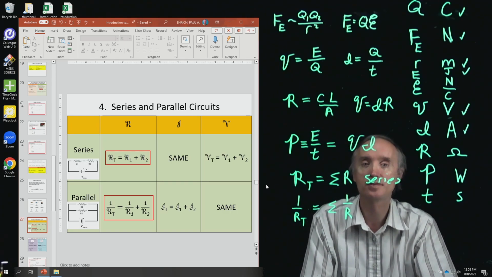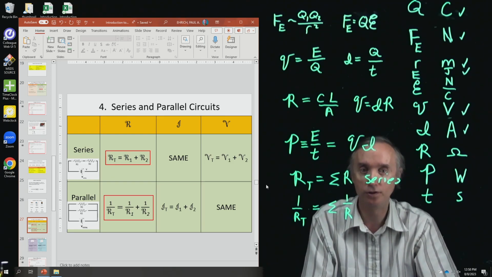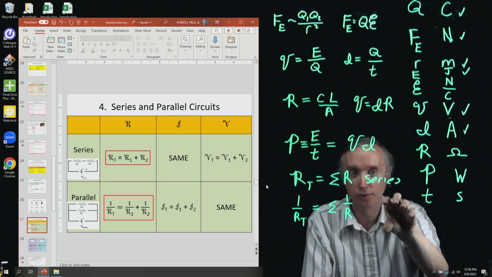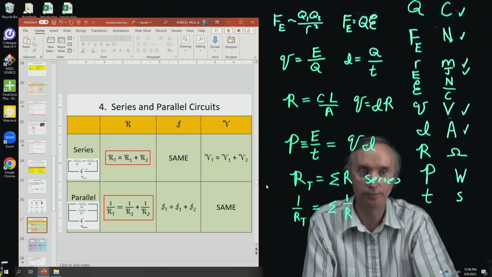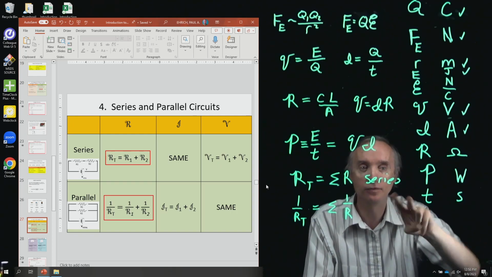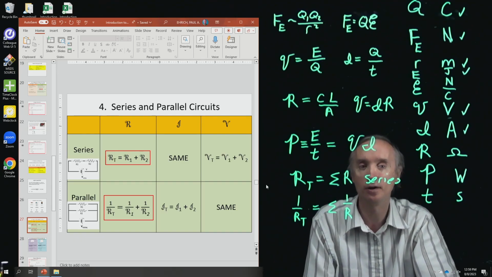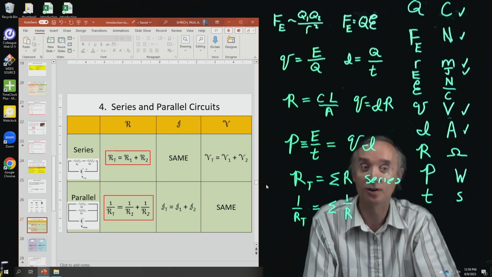And then for the series circuit, the current is the same everywhere in the circuit. But the voltages add up. So when you've got a series circuit, you take the voltage on resistor 1 plus the voltage on resistor 2, and that's the voltage that comes out of the battery. But everything's flip-flopped whenever you do parallel. Notice this time in the parallel circuit, the voltage is the same everywhere, but the currents are what's different.